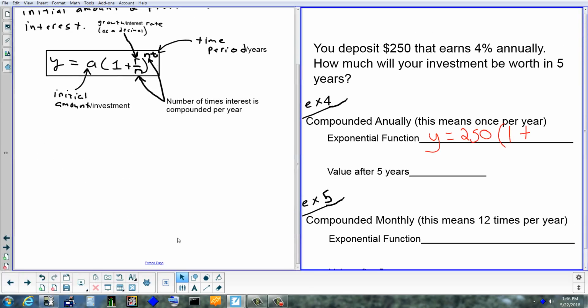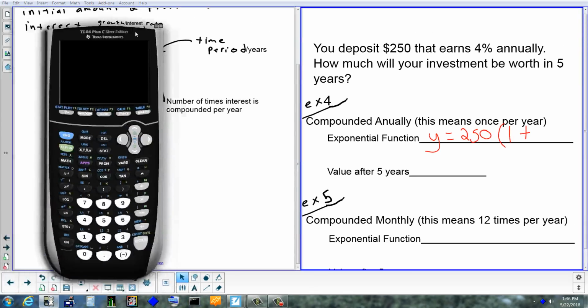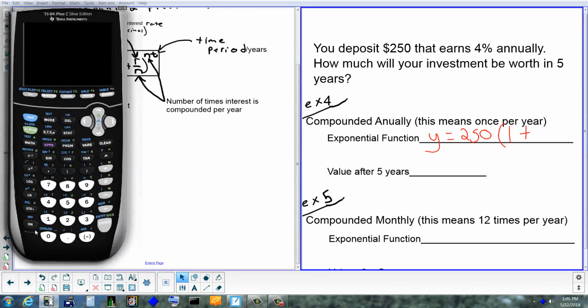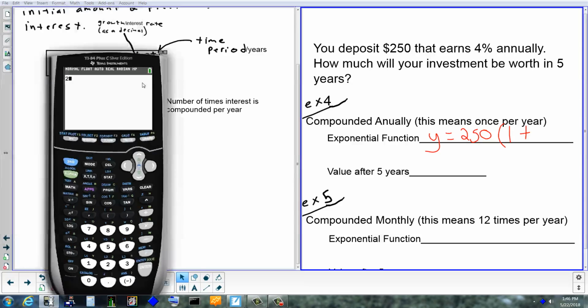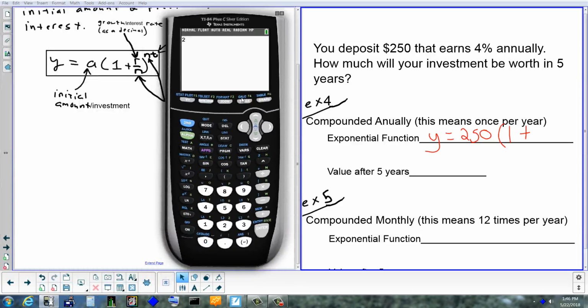Wait, we want to do this as example 4. In the left hand side, is that supposed to be that formula? Yes. Hey guys, if you crossed out example 4, that's okay too.